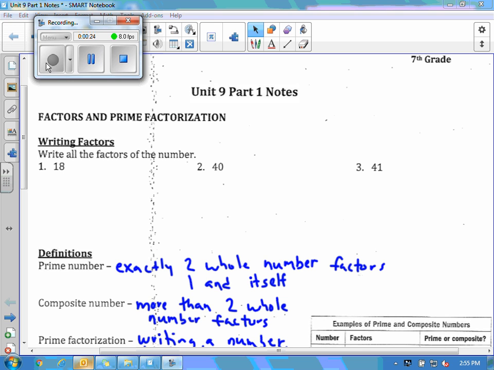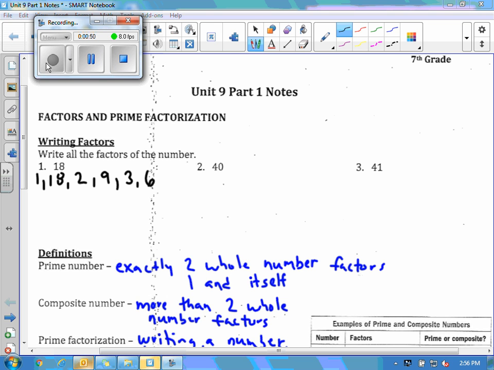Now if you remember, factors are the numbers that go into another number, or that a number can be divided by. So, for instance, any number can always be divided by 1 and itself. So for 18, I know 1 and 18 are factors. Then I also want to test 2. 2 can go into 18 because it's an even number, so that gives me 2 and 9. Then I would try 3. I know 3 and 6 go into 18. I try 4. 18 can't be divided by 4, so I'm good.